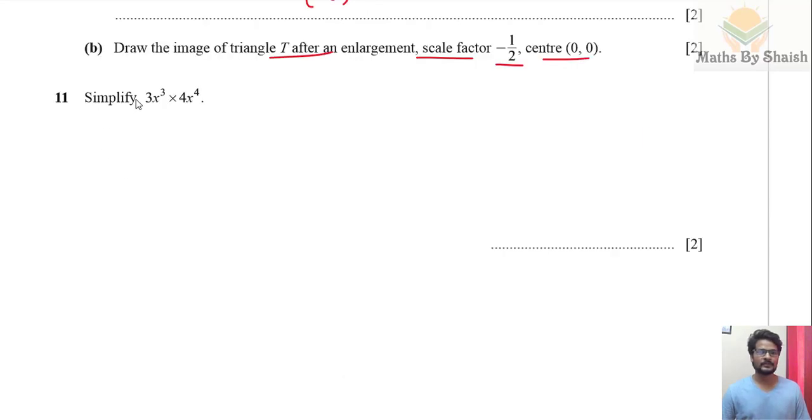Here's the 11th question. Simplify 3x cube into 4x to the power 4. So whenever we multiply, sign with sign, number with number, and variable with variable. So here the sign is positive, so it is positive only, and 3 into 4 is 12, and x to the power 3 into x to the power 4. So it's 12, and then for x we will use the law of indices, multiplication, the powers get added, so 3 plus 4, it is going to be 7. So the final answer is 12x to the power 7.